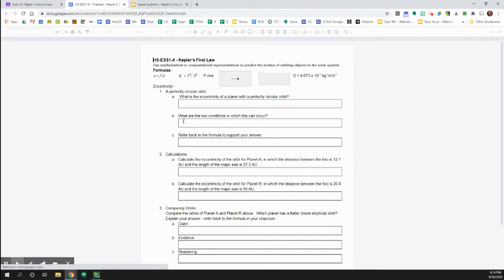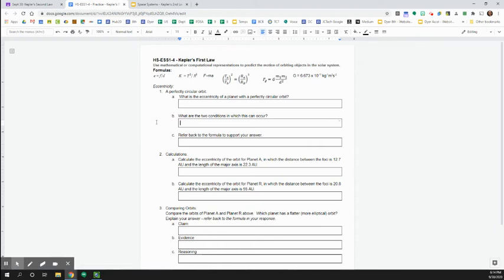The only thing that I want to talk about with you right now is this second question here under number 1. What are the two conditions in which a perfectly circular orbit can occur? And we talked about this, but I'm not sure that we talked about it clearly enough for you to answer the question. So when we talked about this in class, we talked about there being two foci on top of each other. So you can say that as the two foci are on top of each other. You can say that as there's only one focus. And then the second condition is that F equals 0.